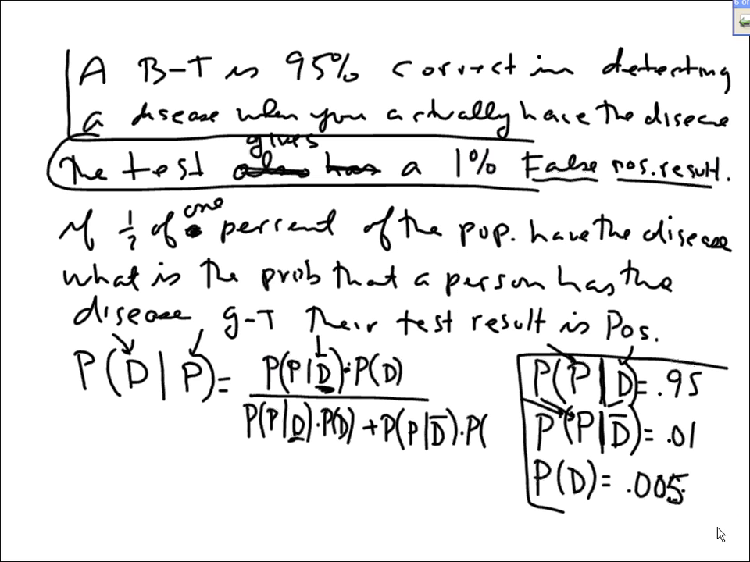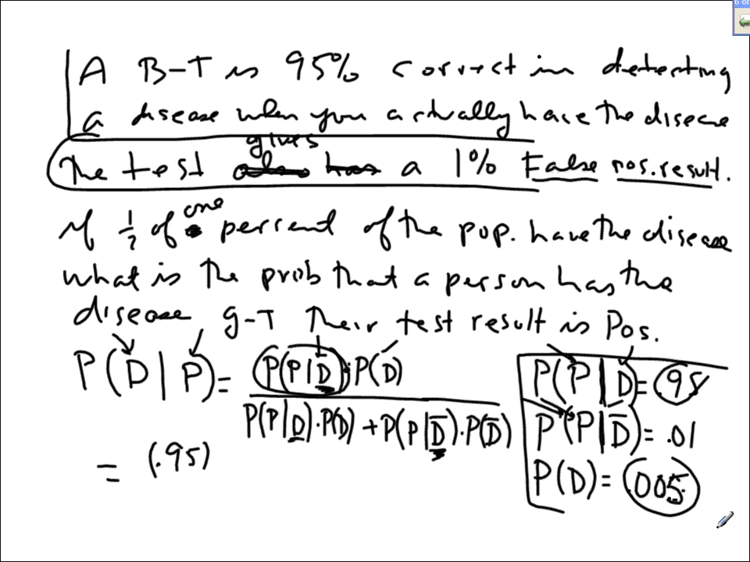Multiply by P of that, the given that part. And these probabilities we actually know. The probability of getting a positive result, given that you have the disease, 0.95, times the probability of having the disease, 0.005.